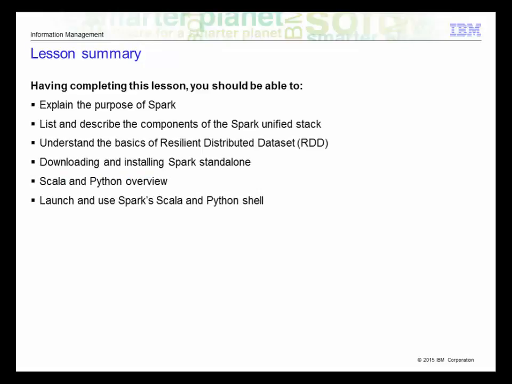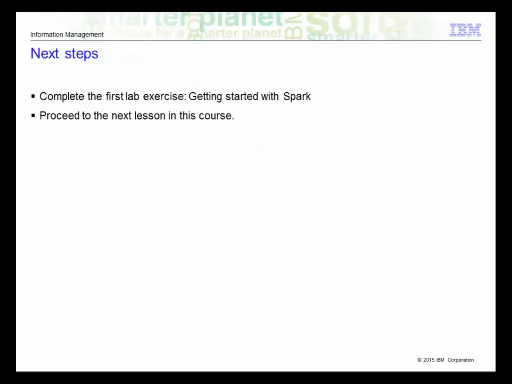Having completed this lesson, you should now understand what Spark is all about and why you would want to use it. You should be able to list and describe the components in the Spark stack, as well as understand the basics of Spark's primary abstraction, the RDDs. You also saw how to download and install Spark standalone if you wish to, or you can use the provided lab environment. You got a brief overview of Scala and saw how to launch and use the two Spark shells. You have completed this lesson. Go on to the first lab exercise and then proceed to the next lesson in this course.